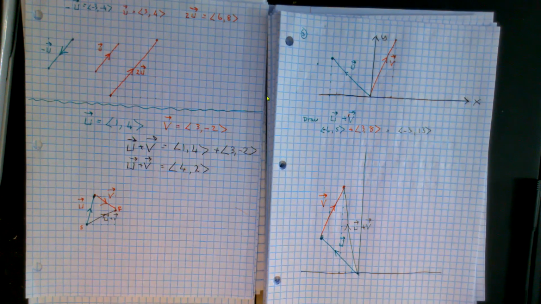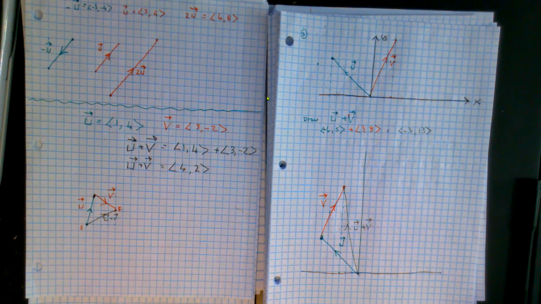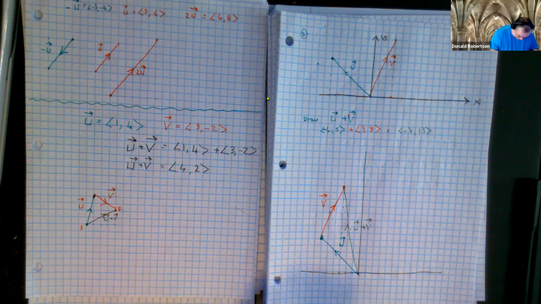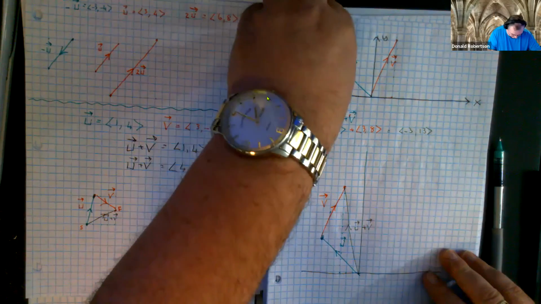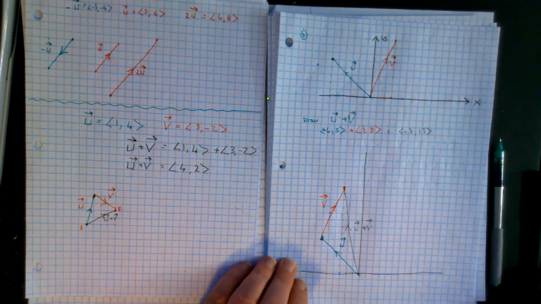So I have a question. It says draw u plus v, right? It's technically different if you draw v plus u, correct? That's a good question. The short answer is you end up with the same vector, the same thing, just moved on the graph.